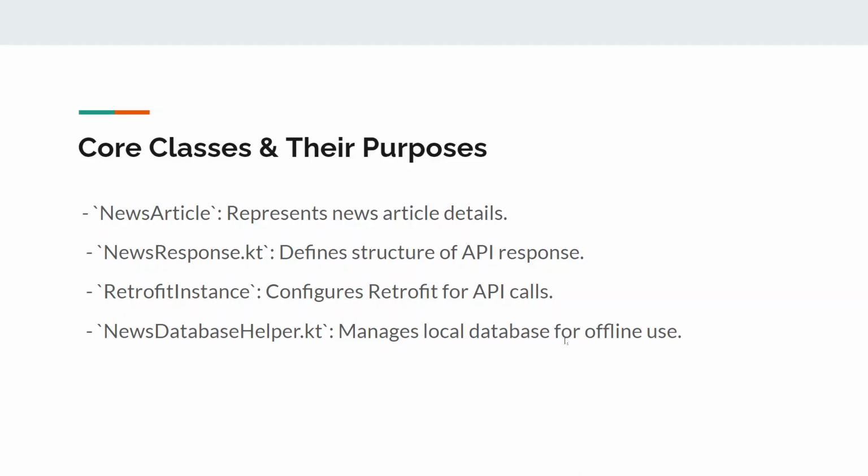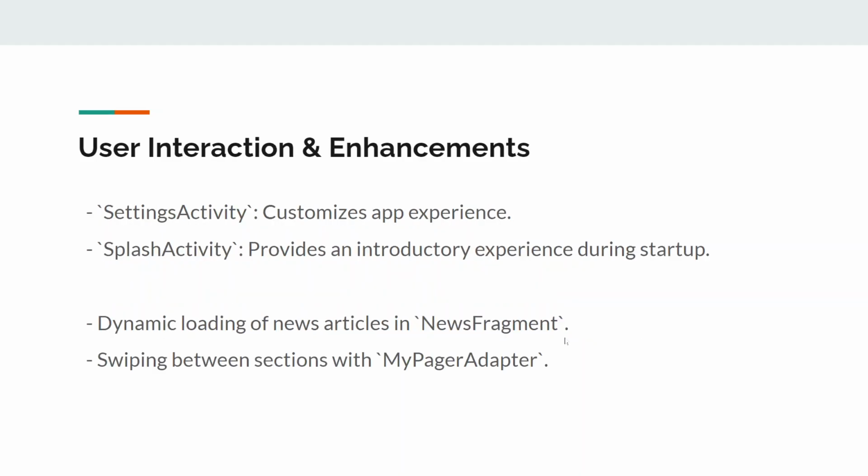So let's move to the next slide. What are the user interaction and enhancements? First of all, I have used some features like setting activity and splash activity. Splash screen we are going to develop, and if you have any other project that uses a splash screen, then we are going to build it with you as well. And the setting activity is for customizing the app experience, like changing the font color and other stuff.